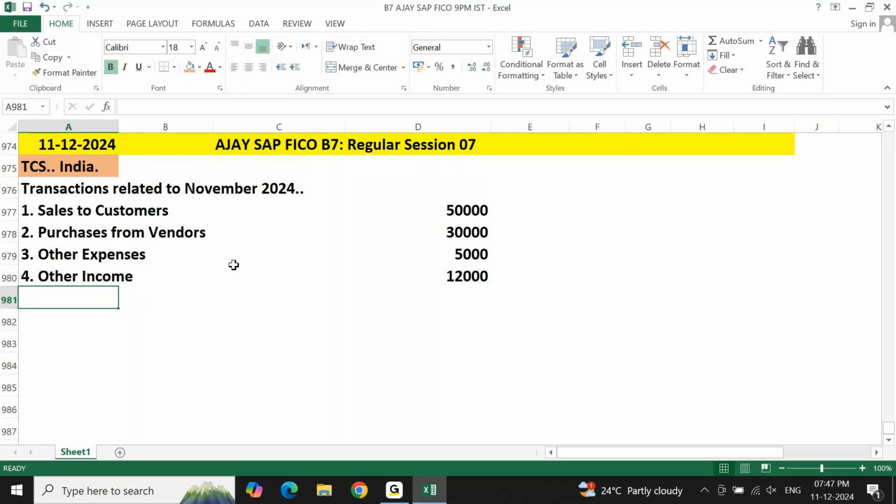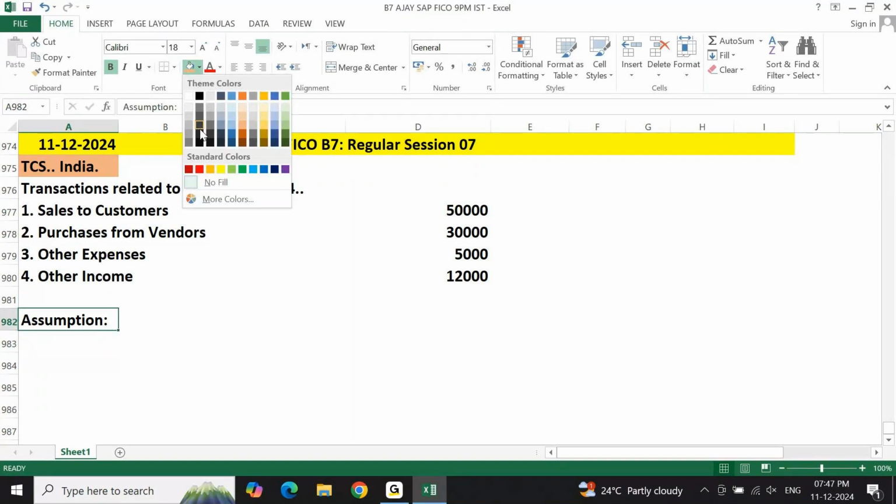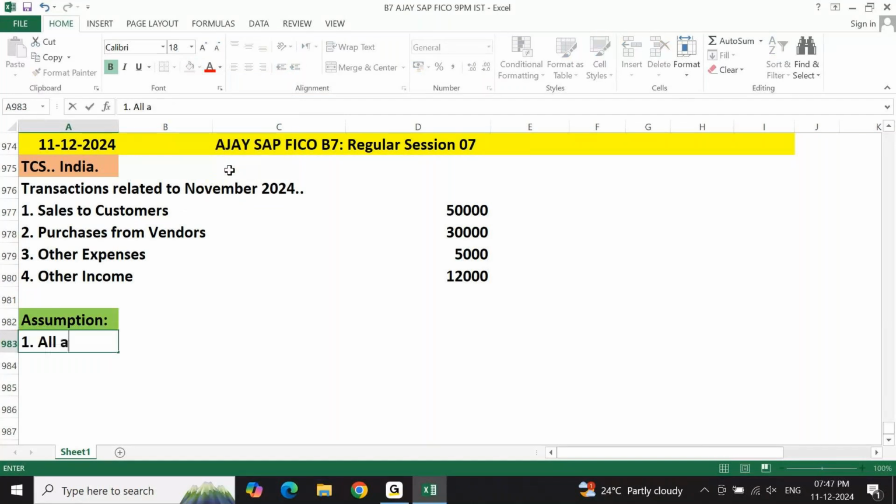Are these four transactions clear? Sale, purchase, income and expense. Right? Yes. Now we will take only these four transactions. We will try to do it. And let's write our assumptions. We are going to assume certain points here. Point number one, all are cash transactions.